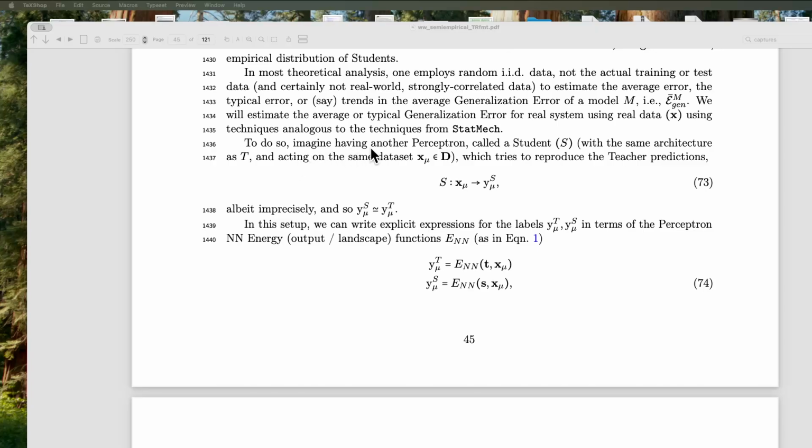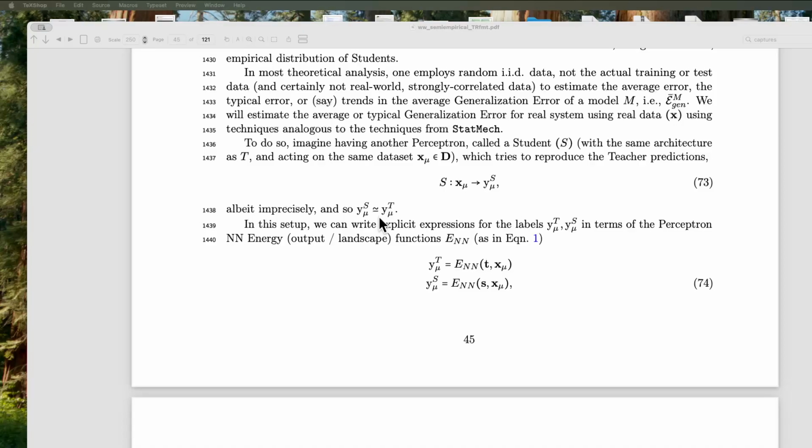So to do so, imagine having another perceptron called a student with the same architecture acting on the same data set. The student tries to reproduce the teacher predictions. The trick here is how you define this. The student could either reproduce the teacher predictions or the student could reproduce the true predictions. And this is the catch here. Are you reproducing the teacher predictions or the true predictions?